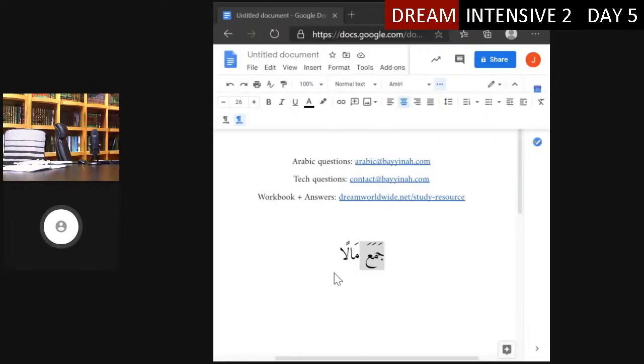Well, Mavish, the short answer is the easiest way we can tell is if we look for a mudaf ilayh and we see malan is not jar, so it can't be a mudaf ilayh. If we don't have a mudaf ilayh, then jama'a is not a mudaf, so there's no idafa.